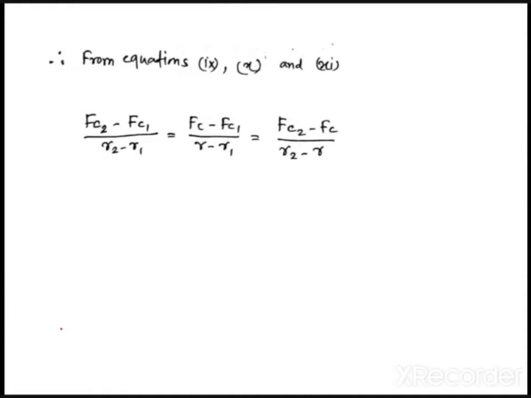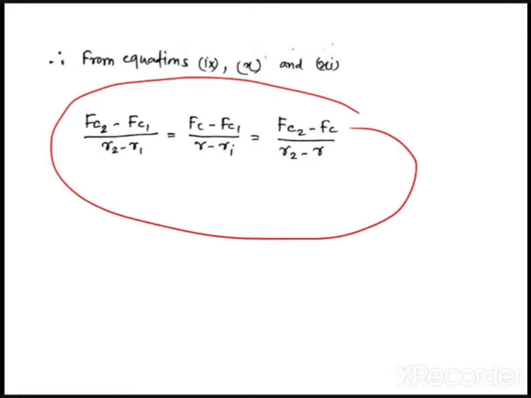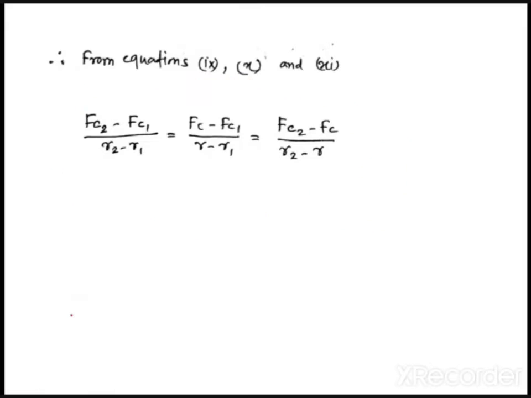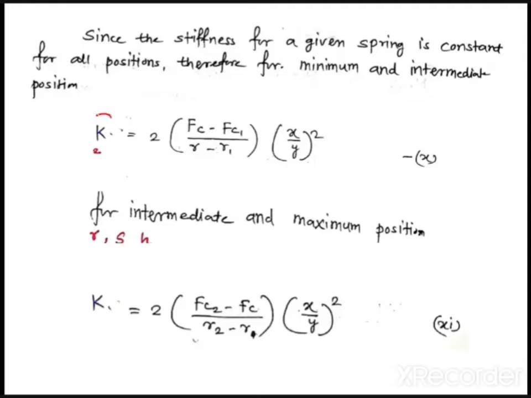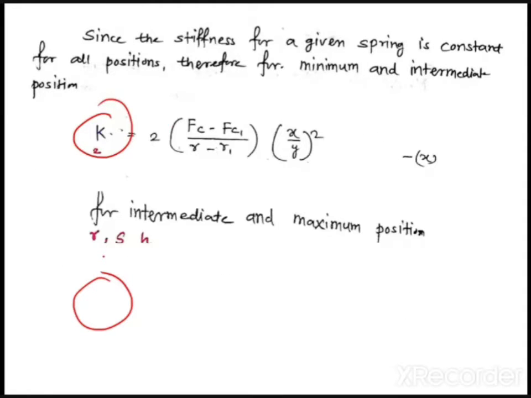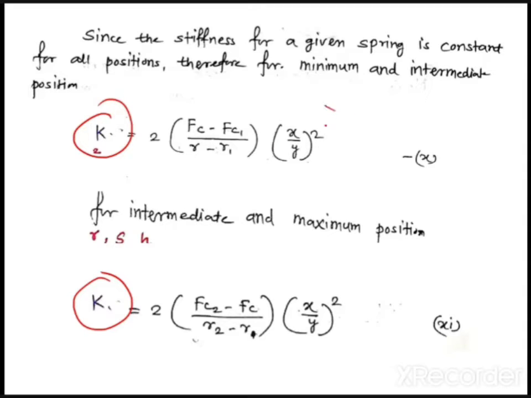And then from all the equations, what will you get? You will get this final relation. So sometimes they will ask you in the exam, prove that Fc2 minus Fc1 upon R2 minus R1 is equal to Fc minus Fc1 upon R minus R1, is equal to Fc2 minus Fc upon R2 minus R, because the left hand side is equal, so the right hand side will be equal, and you will get this final relation, right? You can see here the left hand side is k, and here also you have k. So if the left hand side is equal, the x upon y square will get cancelled, 2 will get cancelled, 2 will get cancelled. So this is equal to this.